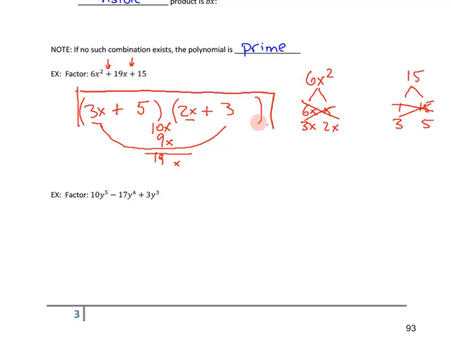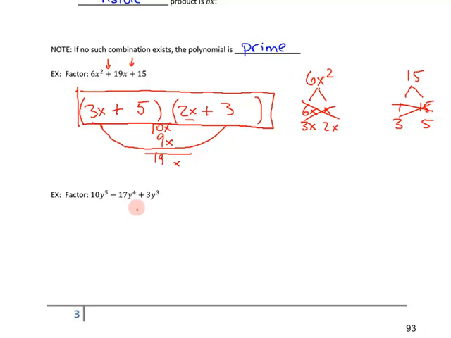Now, if that had failed, the last one, we would have said this is a prime polynomial. But it didn't fail, it worked, so we were able to factor it. Now, almost always, you won't get down to the very last try. You'll be able to get there sooner than that. But I wanted to do that to illustrate just how long sometimes this can take with the trial and error method. That's the way that it works.